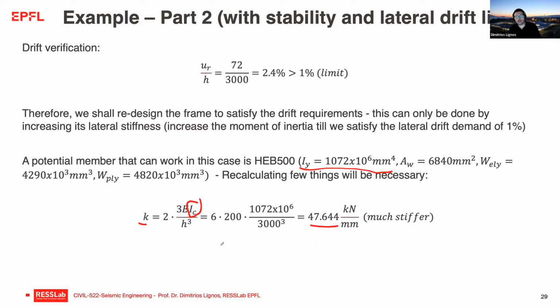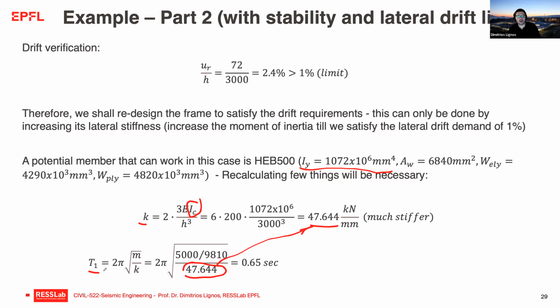So that will have an impact on my period. In particular, the period of my oscillator is going to be different now, because the stiffness here is going to have to be that stiffness. And after the substitution, T1 is equal to 0.65 seconds.